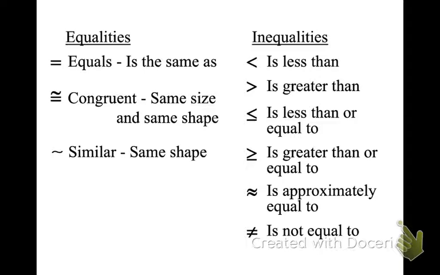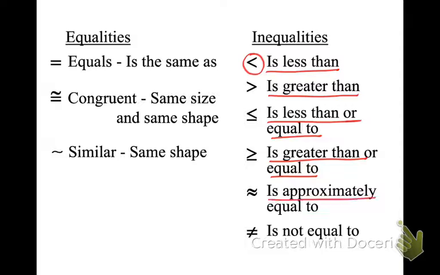I want everybody to repeat after me how we call this name. How would I say this? Everybody? Is less than. Not just less than, is less than. How do I say the next one? Is greater than. The next one? Is less than or equal to. The next one? Is greater than or equal to. And then the next one? Is approximately equal to. And here we have? Is not equal to.